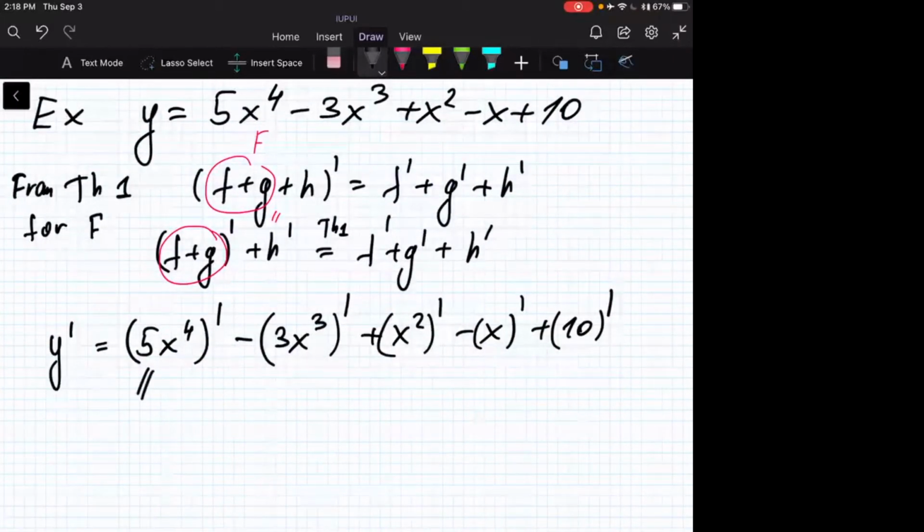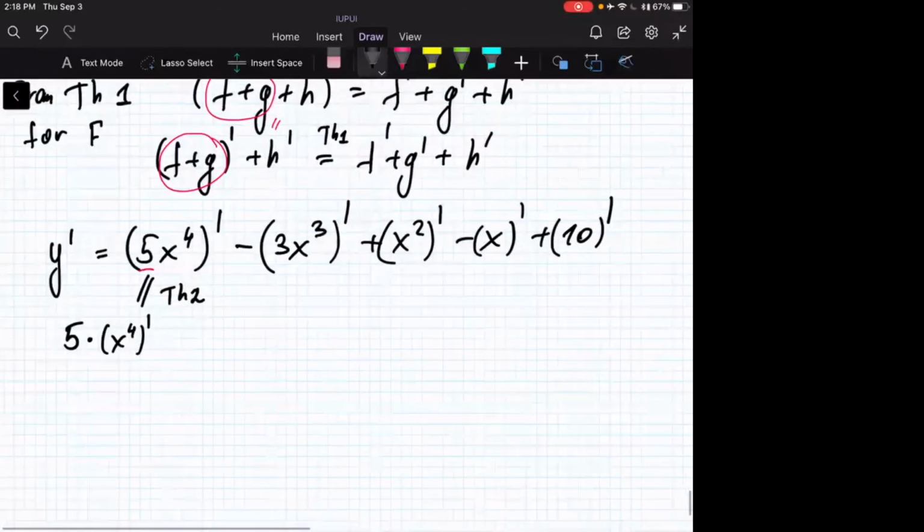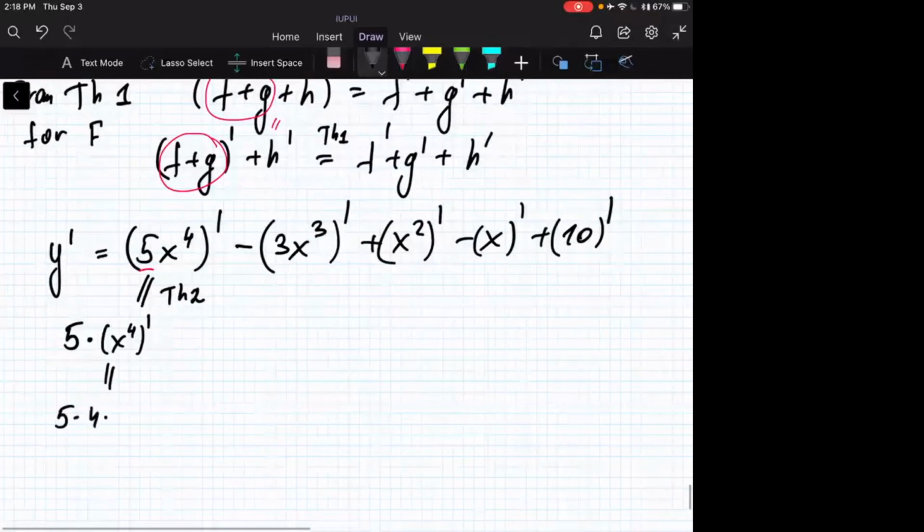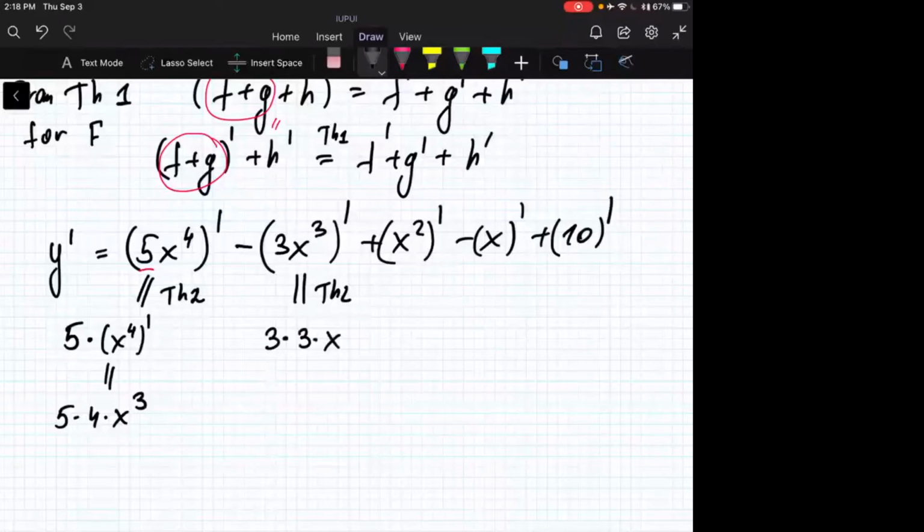So first one, again, there is a constant 5 in front of that, and I can put it outside. Then I differentiate x to the power 4. So this is theorem 2. But we know how to differentiate x to the power 4. It is 4 times x to the power 4 minus 1, which is 3. The same story happens with the second term. So by theorem 2, I can put 3 in front. So it's 3 times. And then I multiply by the power 3 and x to the power 3 minus 1, which is 2.